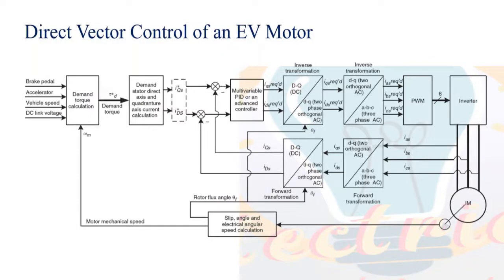So we call it flux producing current and torque producing current. What happens in FOC, field oriented control, is that we are converting the PMSM motor into a separately excited DC motor. For that, we need to use mathematical transformations.